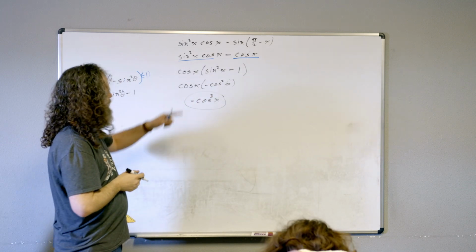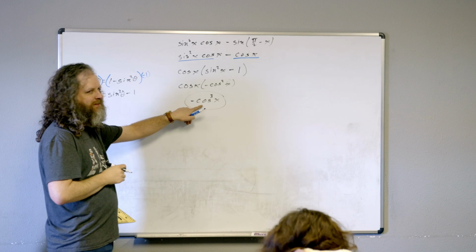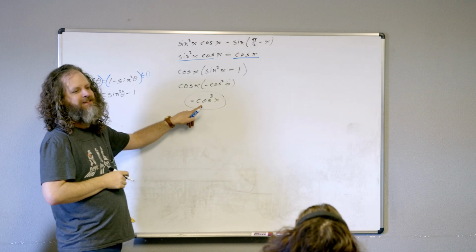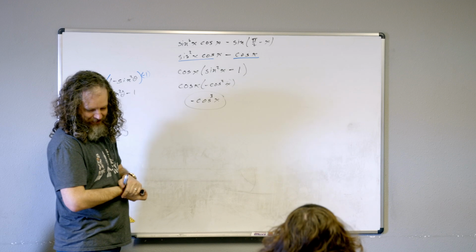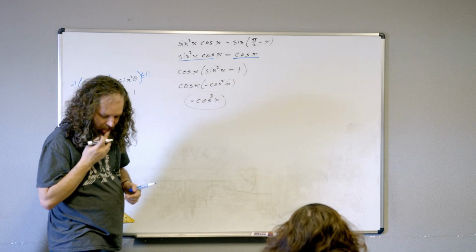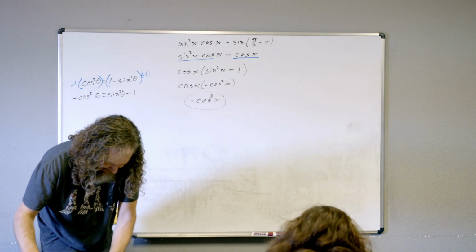The book says this or this, which is stupid. This is clearly the better answer, unquestionably better than this one. So I don't know what they're thinking. All right, let's do another one.